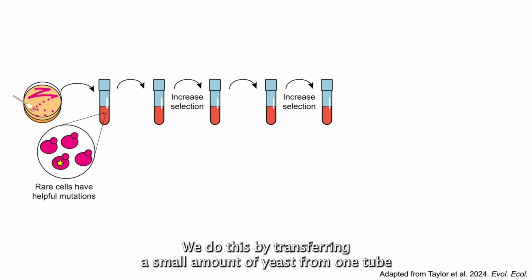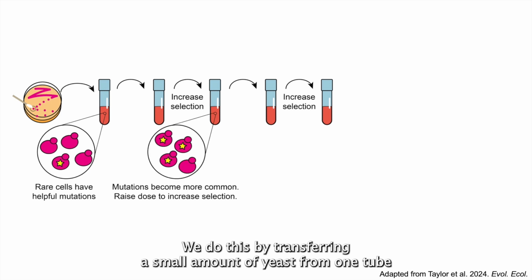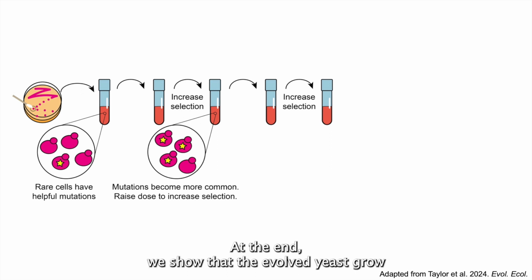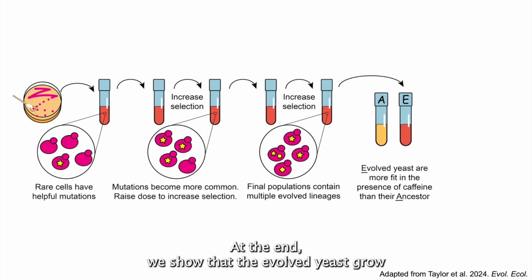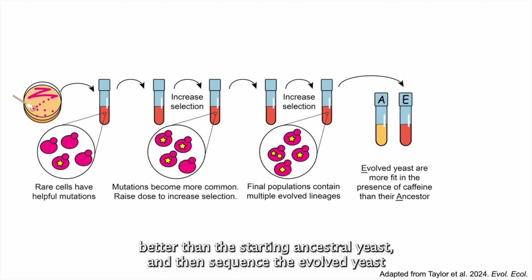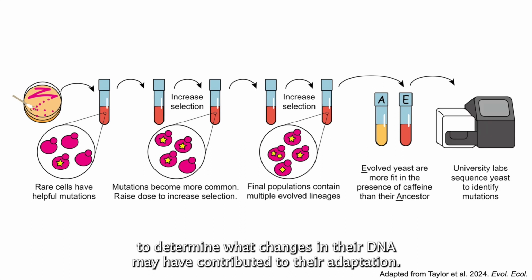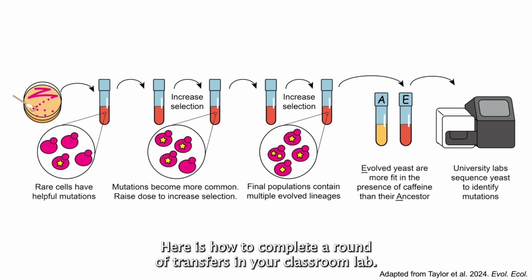We do this by transferring a small amount of yeast from one tube into a new tube to grow more, at least once every week. At the end, we show that the evolved yeast grow better than the starting ancestral yeast, and then sequence the evolved yeast to determine what changes in their DNA may have contributed to their adaptation. Here is how to complete a round of transfers in your classroom lab.